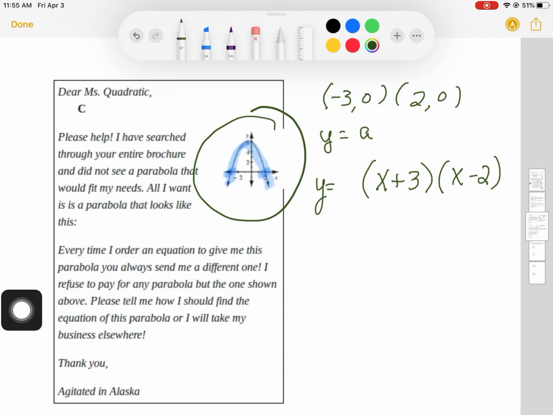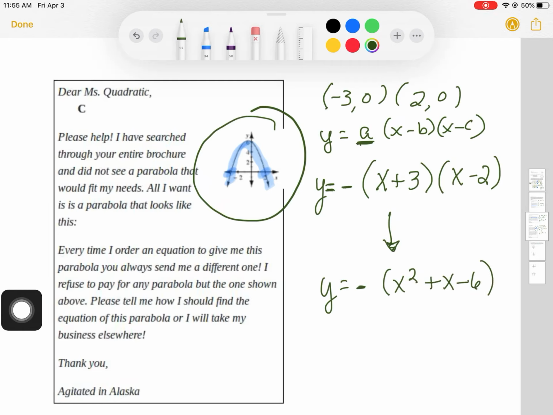Easy enough to do. If we go back to thinking about that y equals a times x minus b times x minus c setup, this number right here just needs to be negative. So really, all I need to do, I can just throw a negative right in front of the parentheses. And if I were to multiply that out now, so I'm going to take this into expanded form, it'd be y equals, I'm going to keep the negative out here, x squared plus x minus 6.